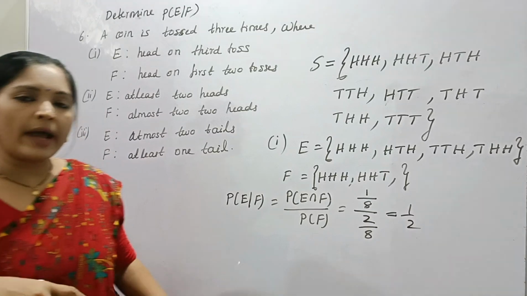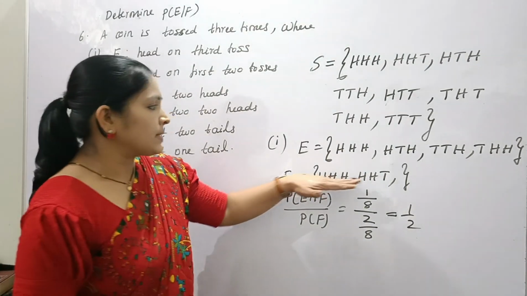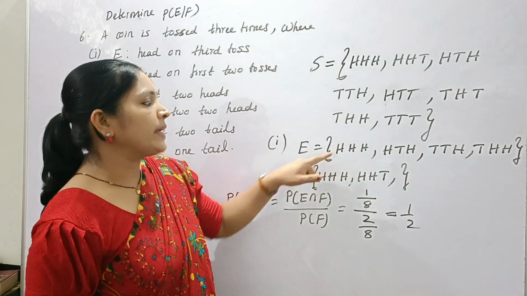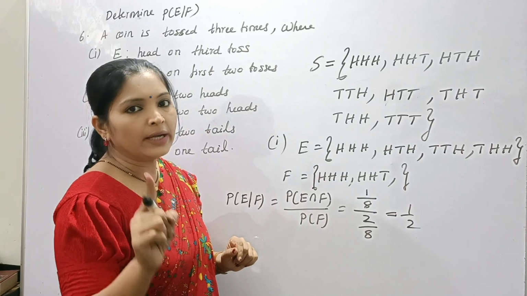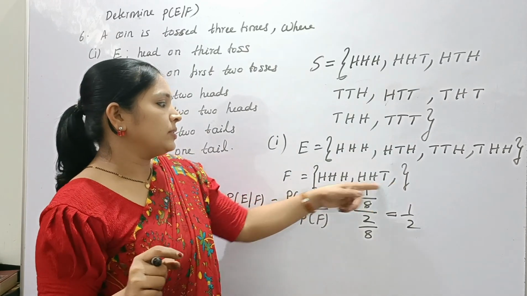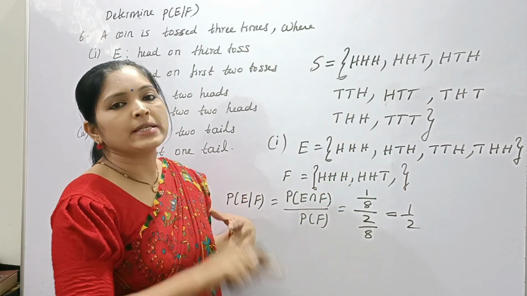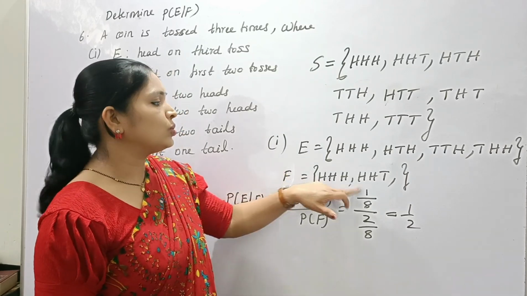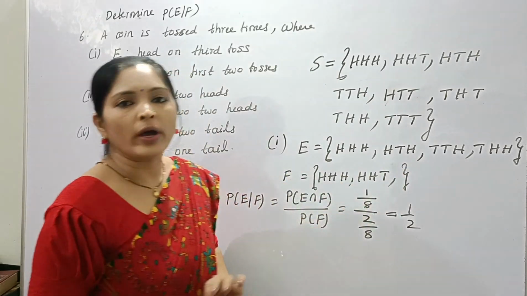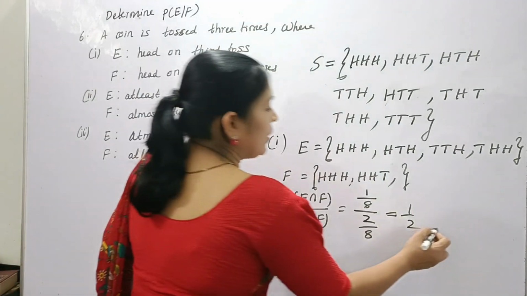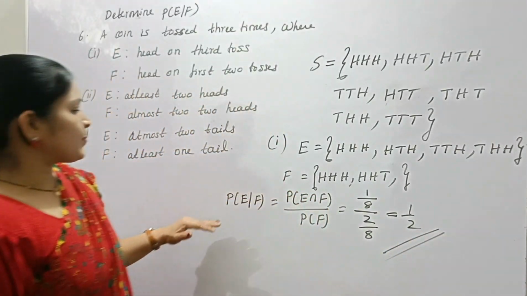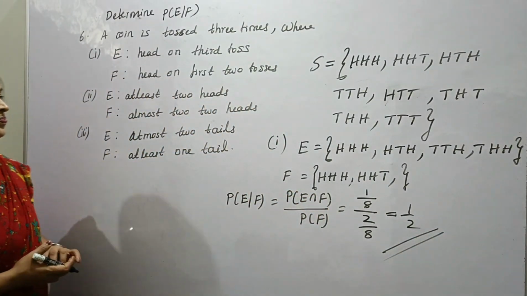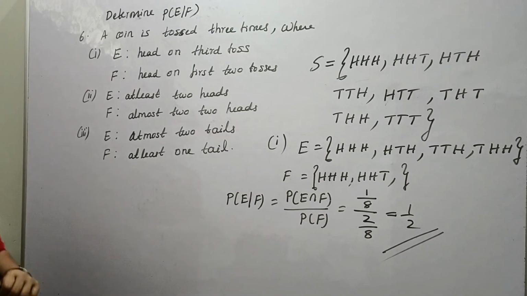Or you can write directly: see, what is the common element? H, H, H, that is only one element, right? So 1 divided by the total number of elements in the event F, so 2. So directly you can write 1 by 2. So 1 by 2 is the answer, that is probability of E given F. Next, let's go through the second.